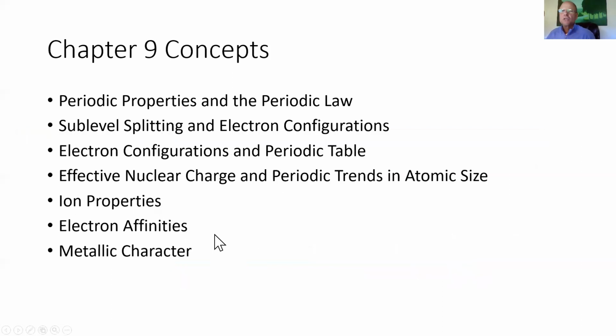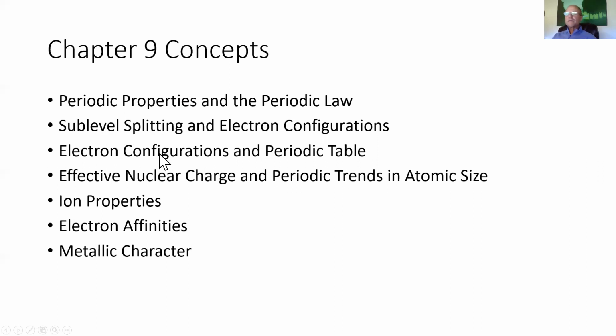All right, chapter 9. We talked about periodic properties and the periodic law. So know what those are. We talked about sublevel splitting. This is where in the hydrogen atom, remember the s, p, d orbitals all have the same energy for a given principal quantum number. But that's not true in multi-electron atoms. Why? Because of this sublevel splitting, and that's due to shielding and penetration. So make sure you understand those terms.